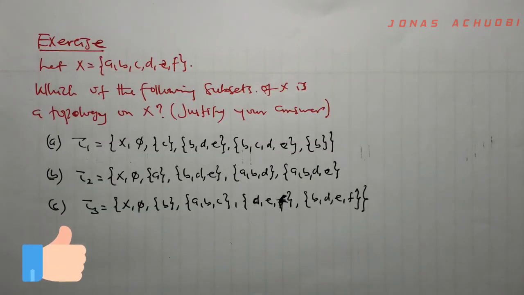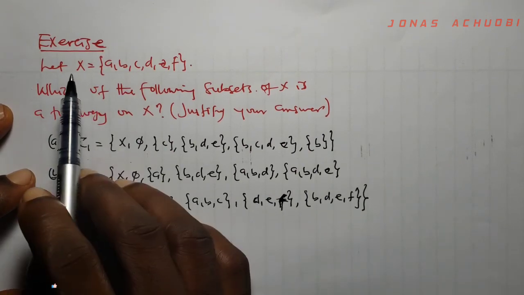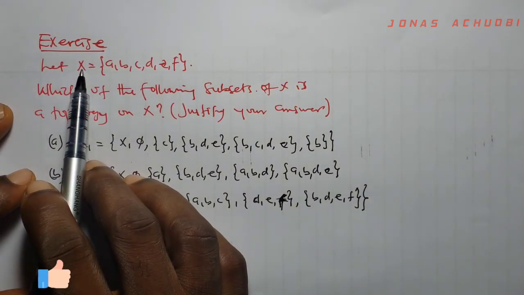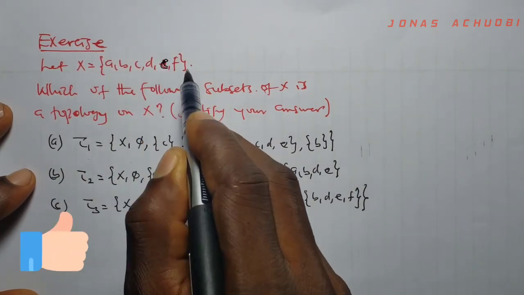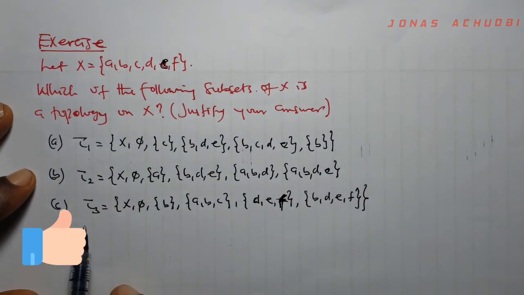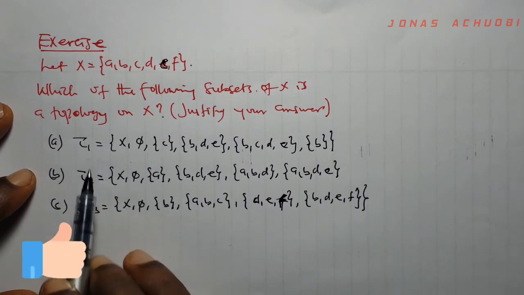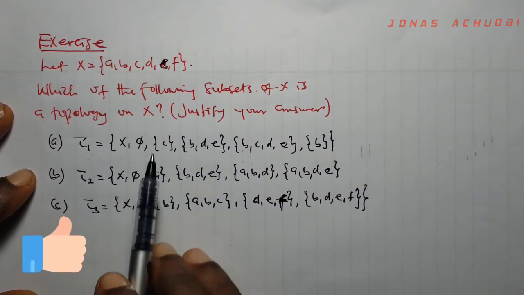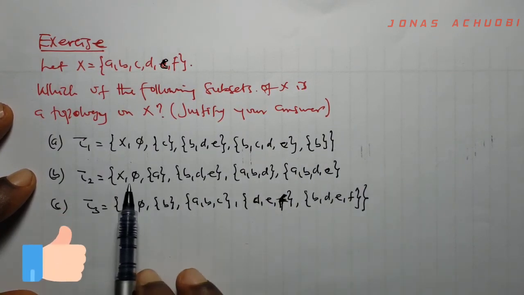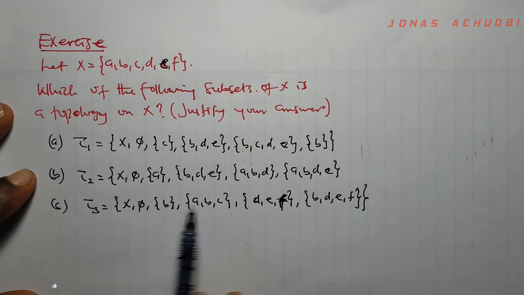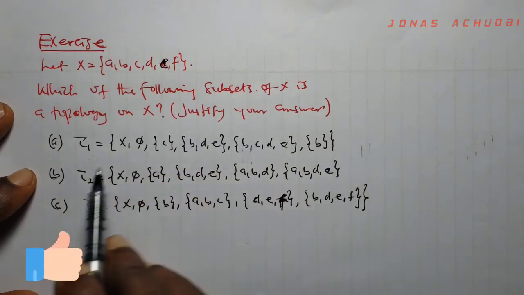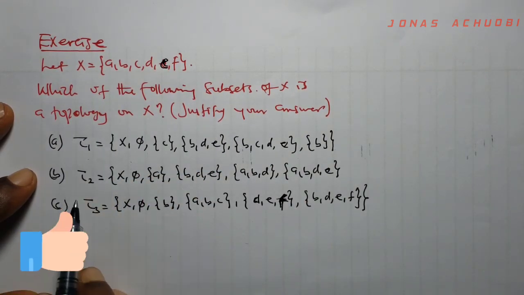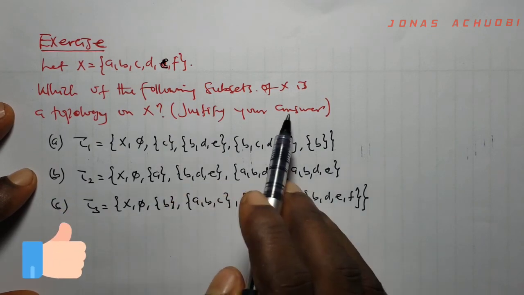As an exercise, you have a non-empty set X with elements A, B, C, D, E, and F, and you have three collections here defined. The first one is tau 1, tau 2, and tau 3. And these are the open sets in tau 1, open sets in tau 2, and open sets in tau 3. The question is, which of the following subsets is a topology on X? And you justify your answer.